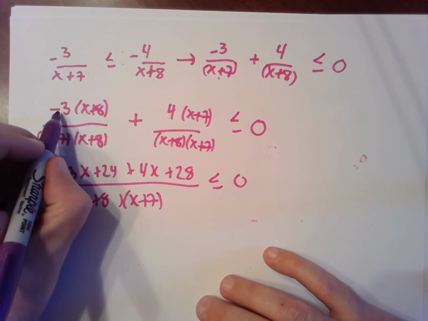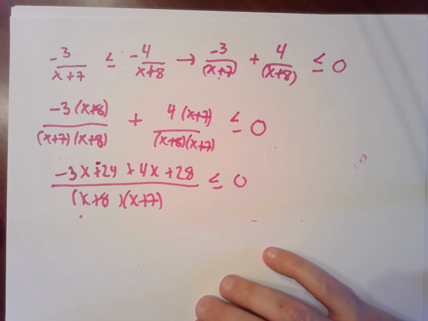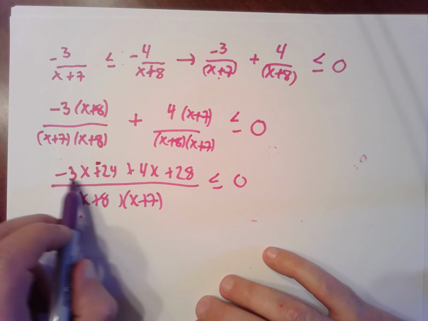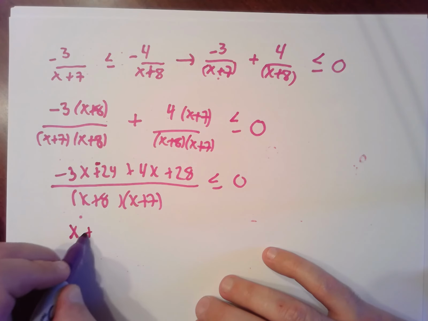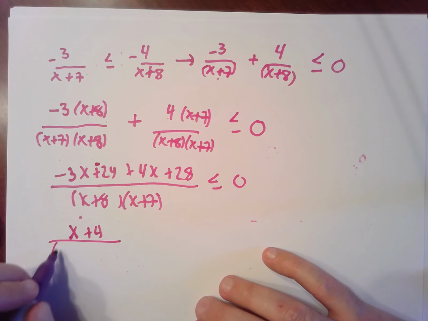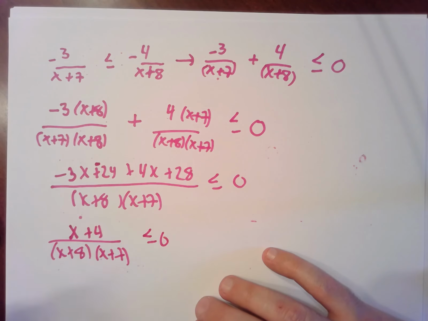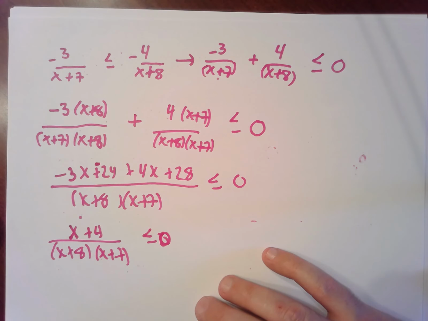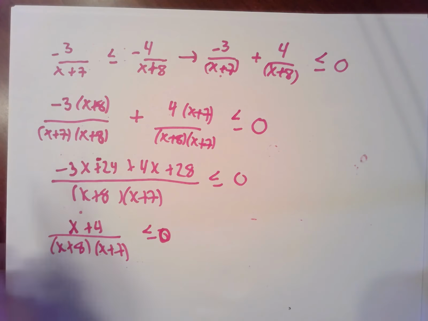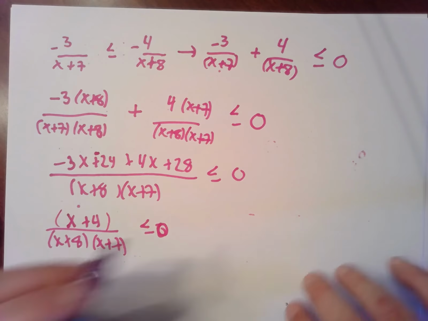And this, when we distributed, -3 times 8 should be -24. Okay, so let's simplify here. 4x minus 3x is just x. 28 minus 24 would be plus 4 over x plus 8, x plus 7, less than or equal to 0. That's a 0. Okay, now we're ready. We have to get it in this factored form first before we start doing sign charts and factors and whatnot. We have 3 factors, x plus 4, x plus 7, x plus 8.